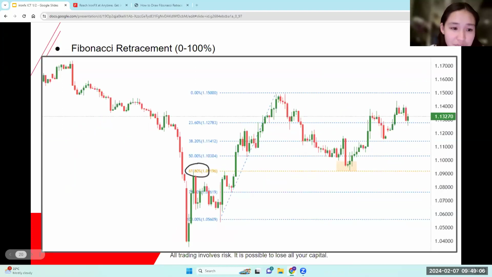Here's another example. So we are looking at the level at which price bounces off either your 61.8 level or your 78.6 level.